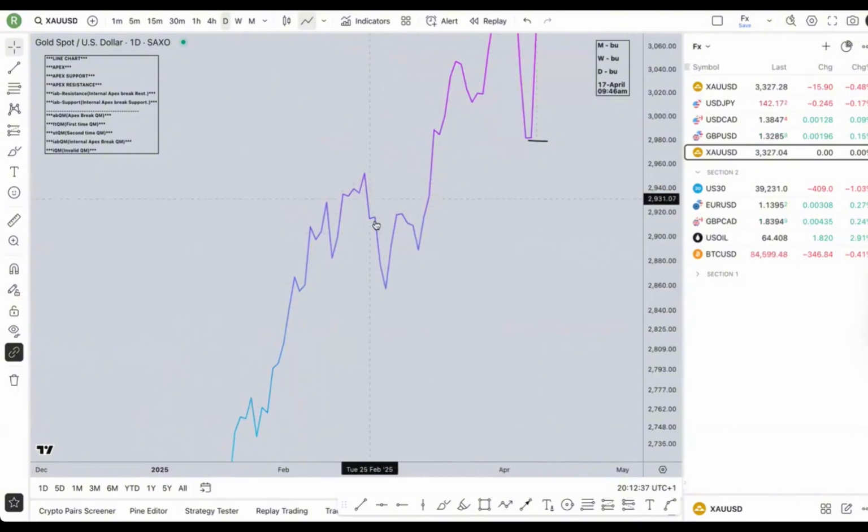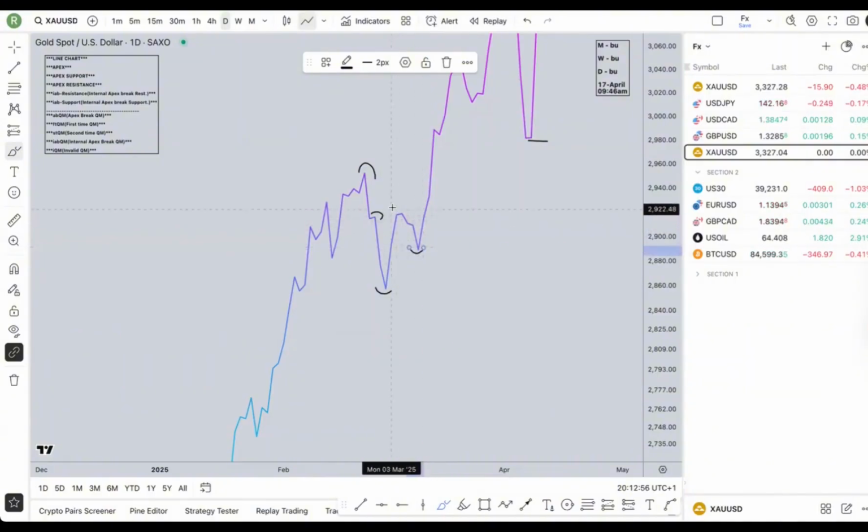Now, looking at this, we have a swing high here. This is an external apex resistance here. We also have an apex resistance here also. We also have apex support here. We have an apex support here.